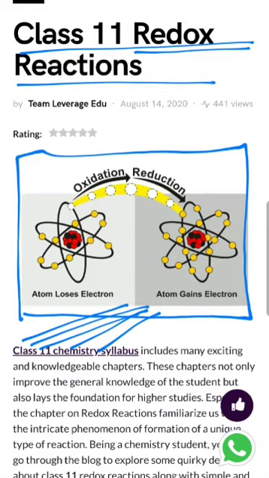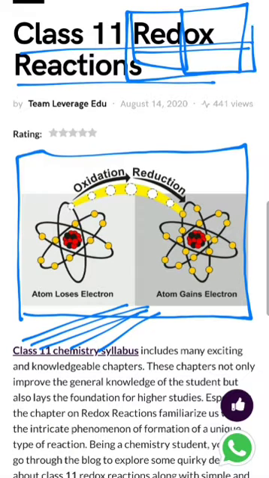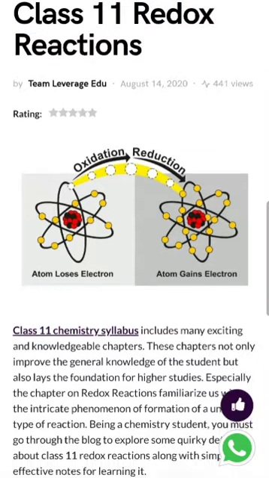Now redox term is made by two terms called reduction and oxidation. When we combine these two terms, it becomes redox. Now, if you feel the speed is going too fast, you can do one thing. Go on the three dots option given on the top right corner, and you can reduce the speed. And same you can do if you have a problem with the resolution. So you can make your changes according to your convenience. Now let's begin this chapter.